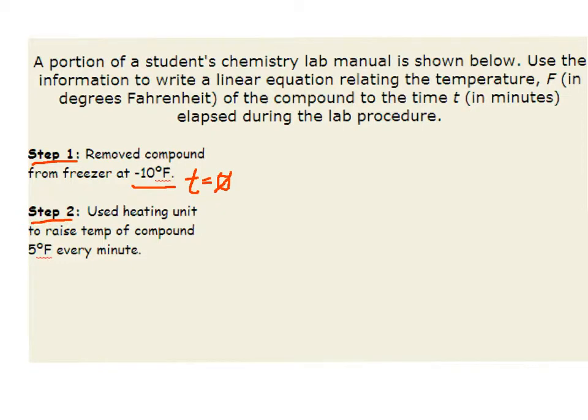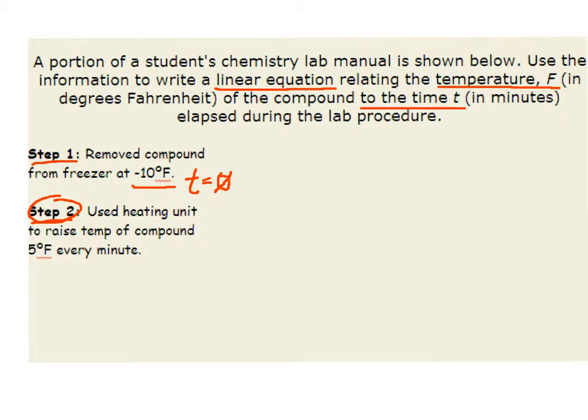Step 2, they used a heating unit to raise the temperature of the compound 5 degrees Fahrenheit every minute. And we're going to use this to find slope. Step 2 here, and I'll show you that in a second. But first, what are they asking? They're asking us to write a linear equation relating temperature, capital F, to time, T.